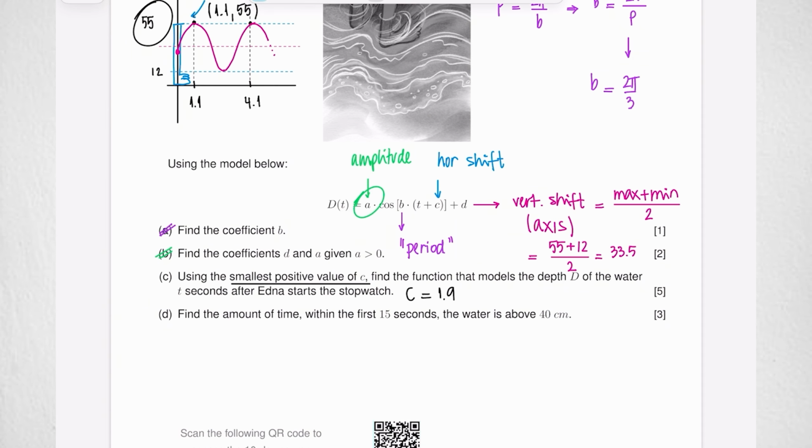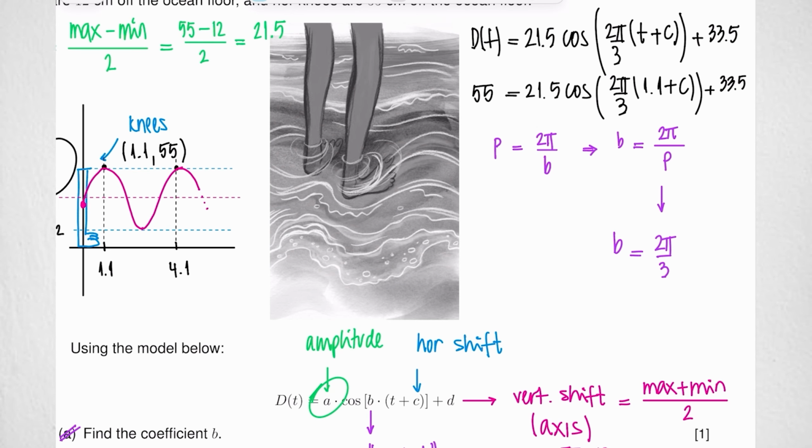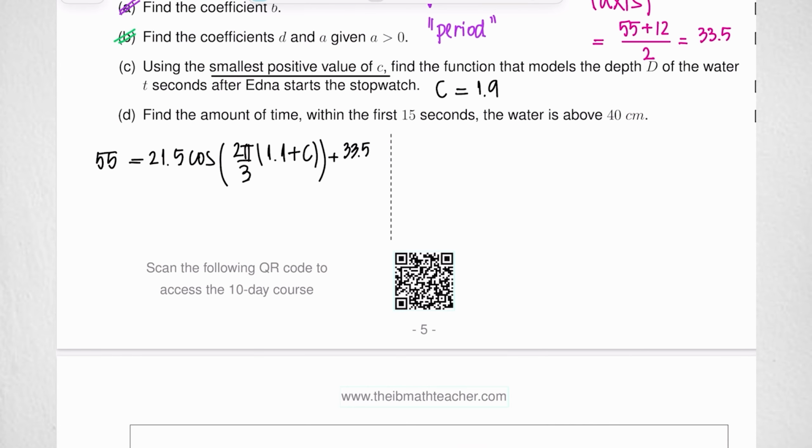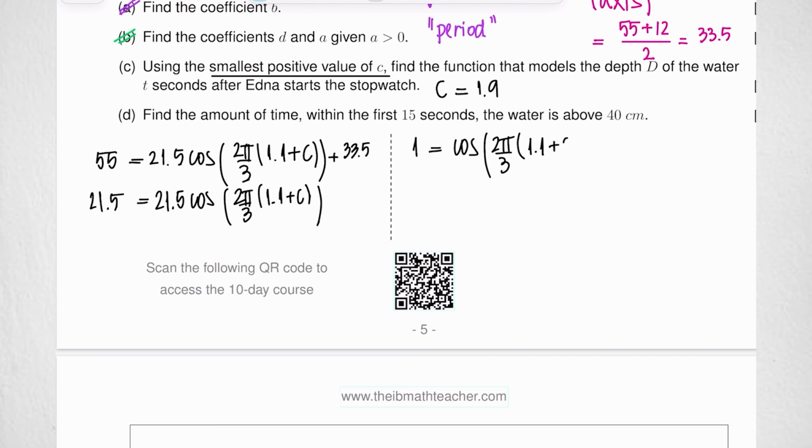Now, one question that you might have is, how would I do that if this was a paper 1 question, which could be the case for this exercise C? Well, you would need to solve this algebraically. You would subtract 33.5 from both sides and then divide both sides by 21.5, which means that you would get 1 equals cos of (2 pi over 3)(1.1 plus c). And then you would need to think, what is the arc that gives you a cosine of 1? And there are infinite answers for that question. There is, for example, 0 or 2 pi or negative 2 pi and so on and so forth.